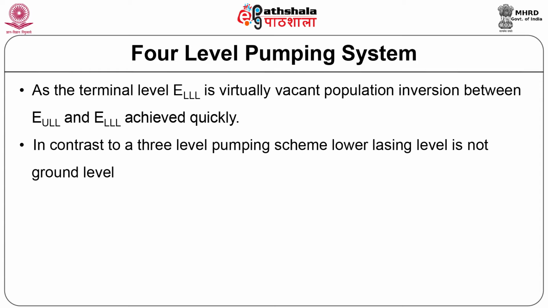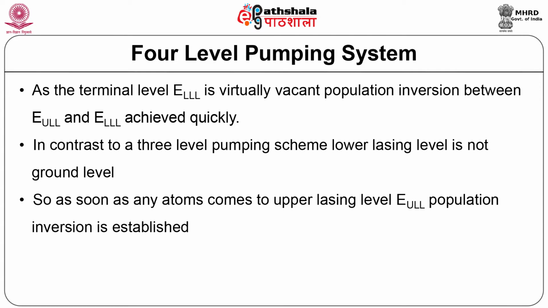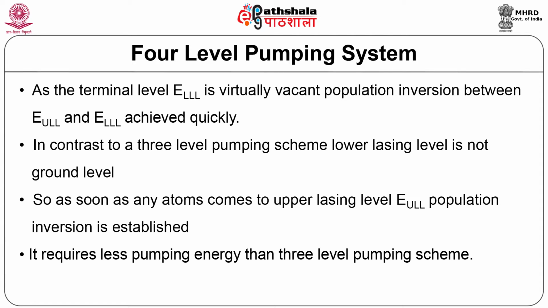In contrast to a 3-level pumping scheme, the lower lasing level is not the ground level, so as soon as any atoms come to the upper lasing level EULL, population inversion is established. Thus, it requires less pumping energy than the 3-level pumping scheme.